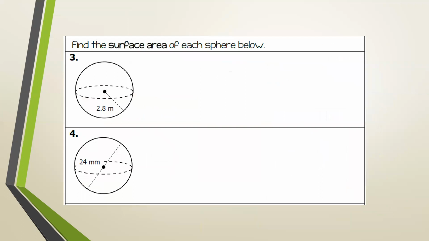Okay, so let's find the surface area of each sphere below. In number 3, we're looking at the equation for surface area. This is an entire sphere, so I'm just looking at 4 pi r squared. The radius is 2.8. So now I can type this in my calculator.